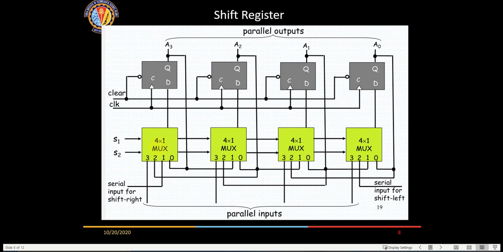Yes, tell me. So whatever input we give to A3, the same input will go to the second mux, or the previous A3 will be going to the second mux. I didn't get your question, could you repeat? If A3 was 0 initially, then we give serial input as 1. So A3 will be changing, right? Yeah, A3 will be changing.